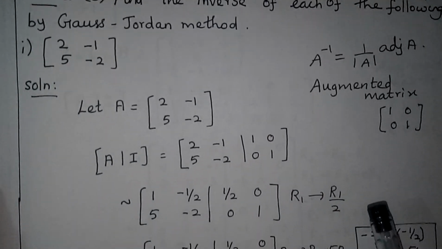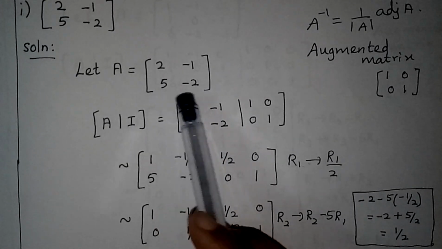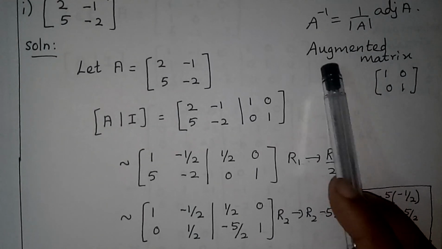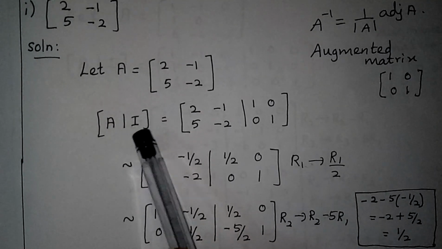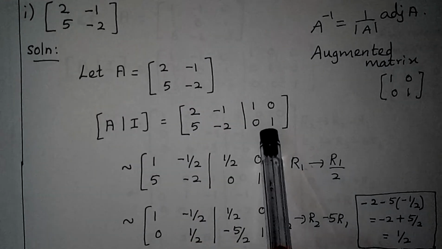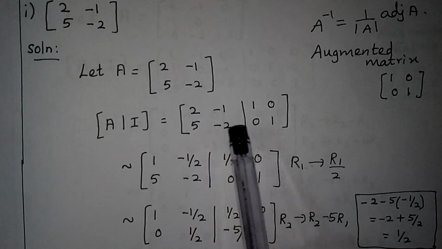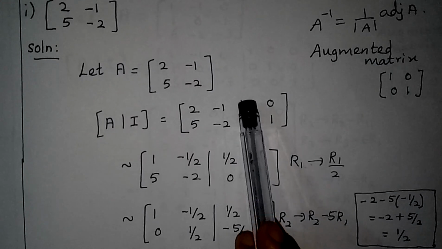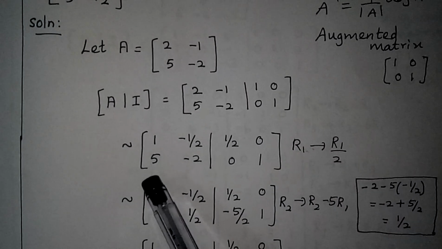So how we have to do is, first you take the given matrix as A. A is equal to 2, minus 1, 5, minus 2, the given matrix. Next you have to take the augmented matrix. Augmented matrix means along with the given matrix you put a line, and you take the identity matrix. If it is a 2 by 2 matrix, you take the identity matrix I2 of order 2. If it is a 3 by 3 matrix, you take the identity matrix of order 3. So first you write the A matrix, then put a line, and write the identity matrix corresponding to that.